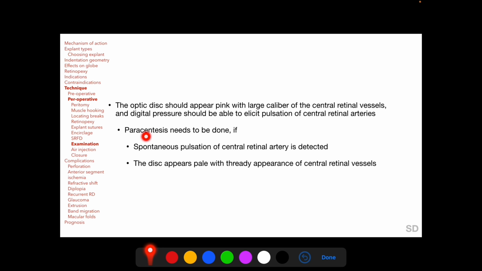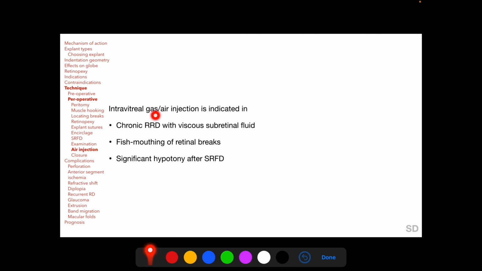Paracentesis needs to be done if spontaneous pulsation of the central retinal artery is detected or the disc appears pale with thready appearance of central retinal vessels. And intravitreal gas or air injection is indicated at the end of the procedure for chronic rhegmatogenous retinal detachment with viscous subretinal fluid, or if there is fish mouthing of retinal breaks or significant hypotony after subretinal fluid drainage.